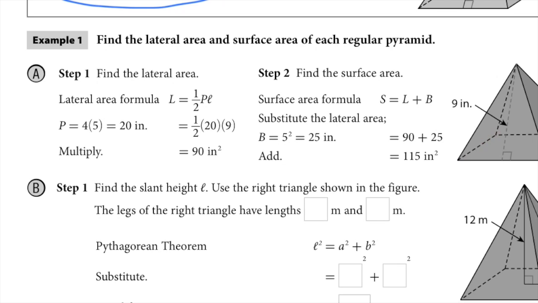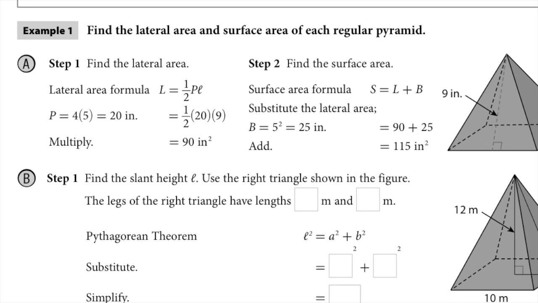So our lateral area is going to be 1/2 perimeter times slant height, because each side there is 5, then 4 times 5 is the perimeter, which is 20, so we can stick that in. And then our slant height is 9, so we get 90. To find the total surface area, we're going to take the lateral area 90 plus the base 5 squared, add 25 in, and we get 115 square inches.